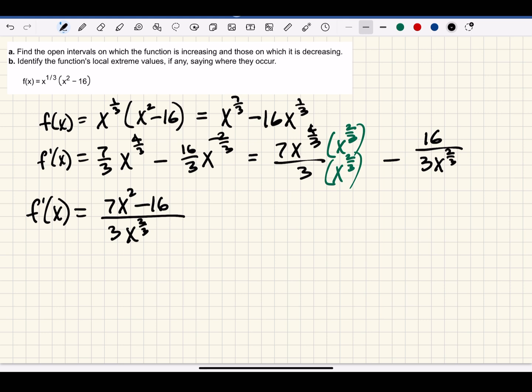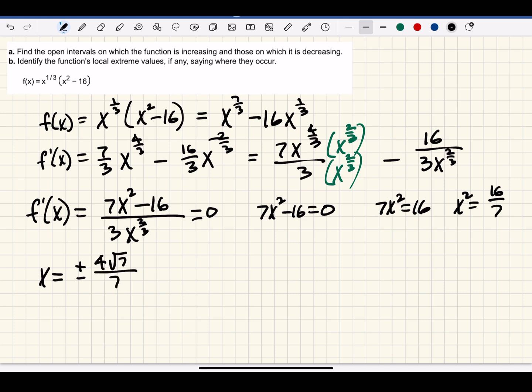2/3. In order to find the local extrema, we should find where this first derivative is equal to 0. This fraction can only be equal to 0 if the numerator is equal to 0. So we'll set 7x squared minus 16 equal to 0, add 16 to both sides, and we would wind up with 7x squared equals 16. Divide both sides by 7, and we'll have x squared equal to 16 over 7. Find the square root of both sides, and then rationalize the denominator, and we would wind up with x equals plus or minus 4 times the square root of 7 over 7.